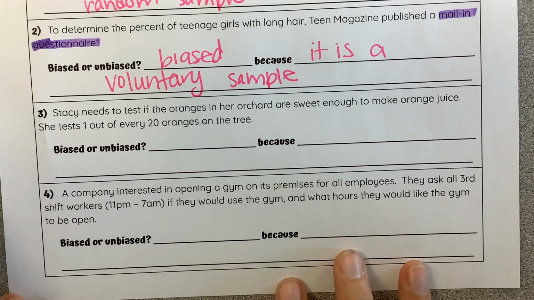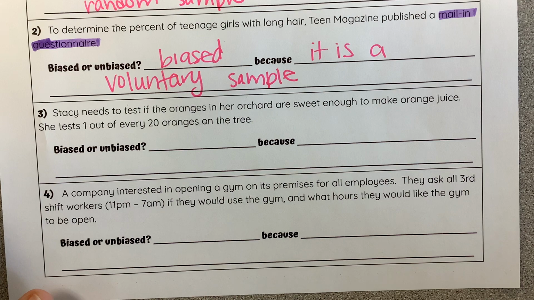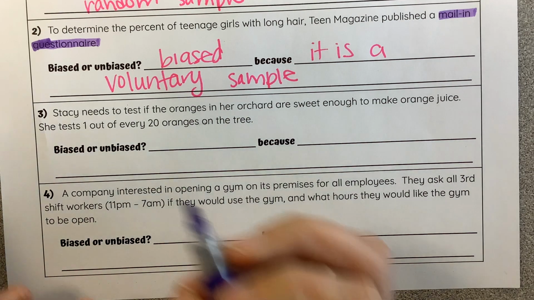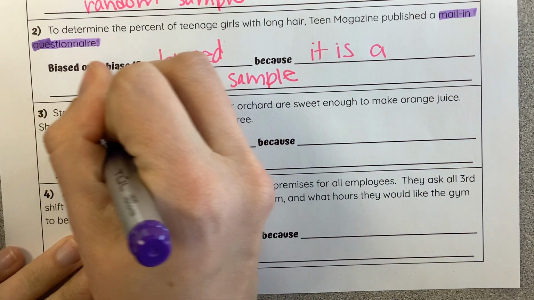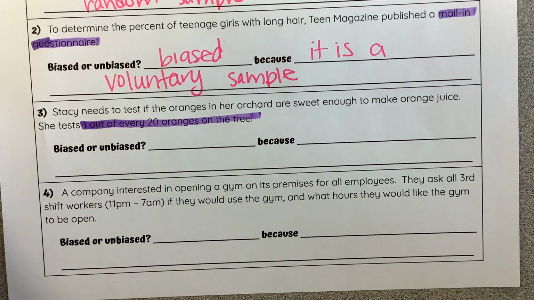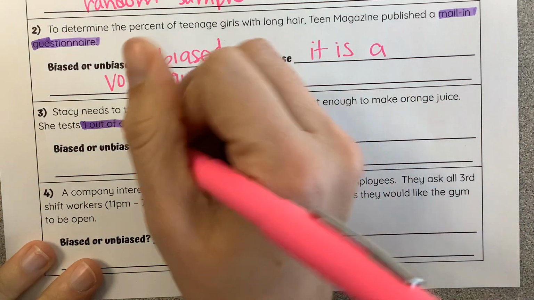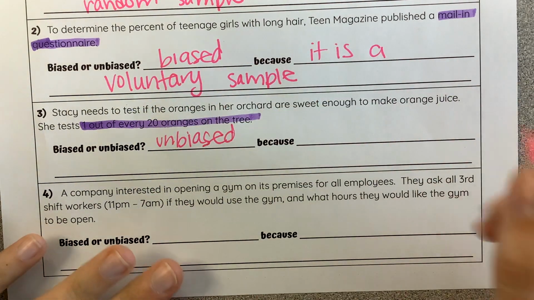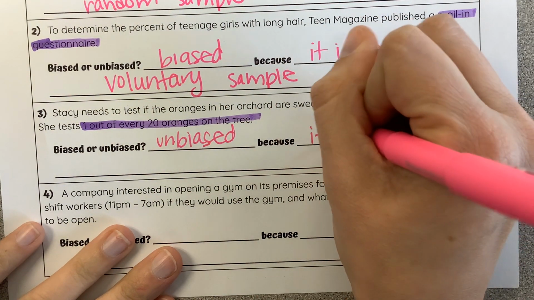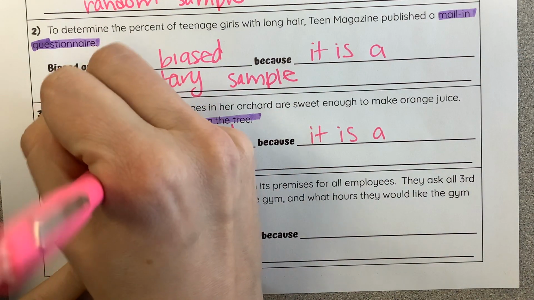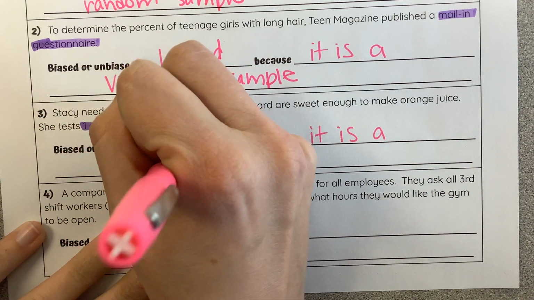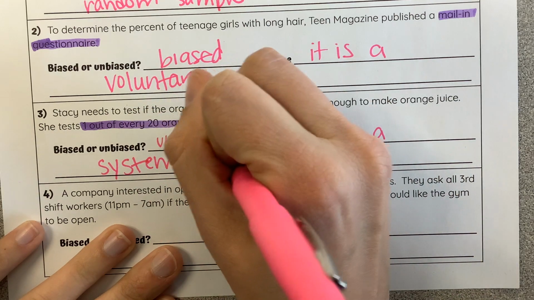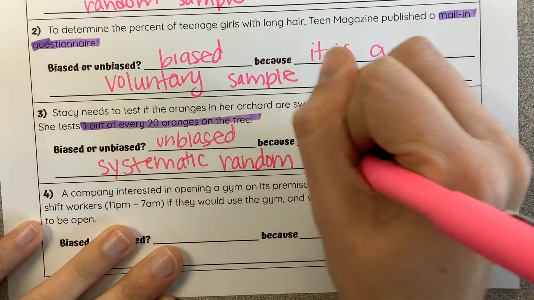Number 3. Stacy needs to test if the oranges in her orchard are sweet enough to make orange juice. She tests 1 out of every 20 oranges on the tree. There is a system in place. She's doing a certain item interval. So this is unbiased. That's an accurate representation. And because it is a systematic random sample.